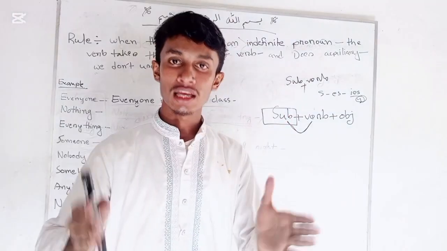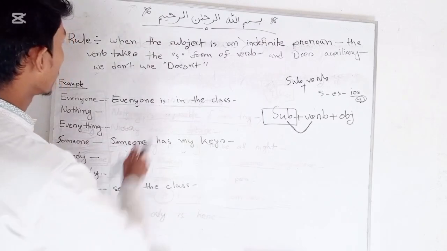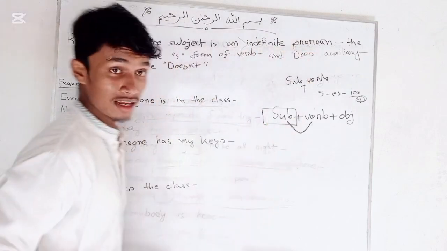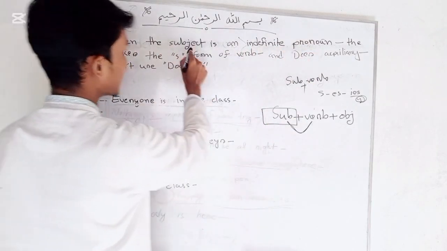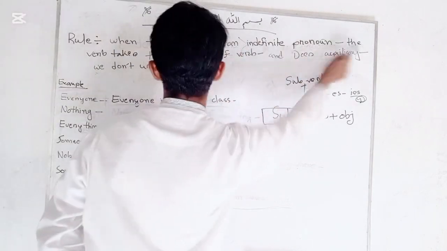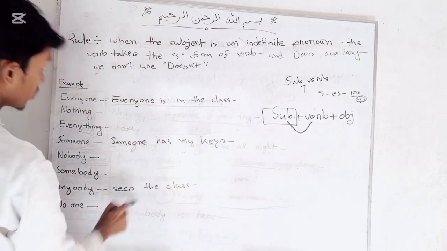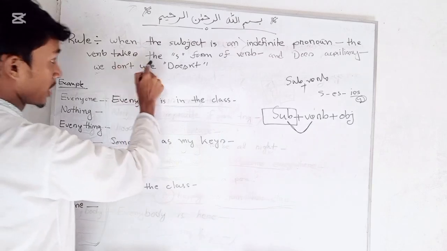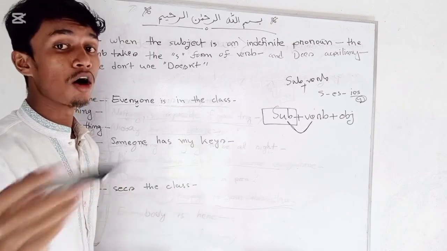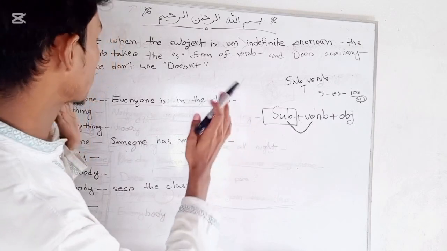Okay, pay a lot of attention to this grammar part. So the rule is: when the subject is an indefinite pronoun, the verb takes the s form, the s form of the singular verb. For example, let's take a look at some sentences.